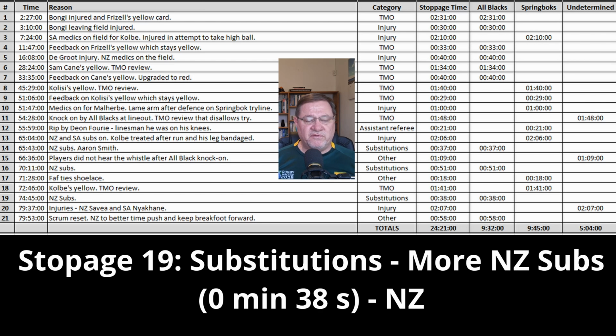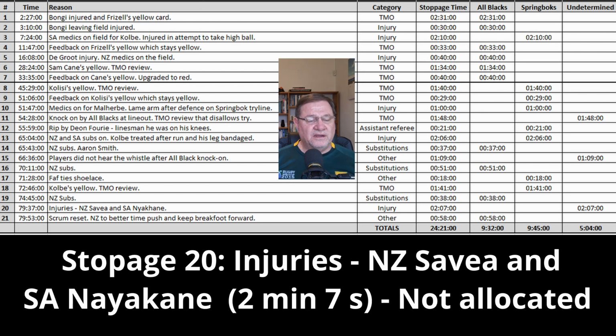In the 74th minute and 45 seconds, there were further New Zealand subs. The total stoppage time was 38 seconds, and I allocated the 38 seconds to the All Blacks because it was subs from their team. In the 79th minute and 37 seconds, there were injuries, both to New Zealand and South Africa players. The New Zealand instance was their standing captain Savea, and the South African instance was Trevor Nyakane. The total stoppage time was 2 minutes and 7 seconds, and I did not allocate that 2 minutes 7 seconds to any of the teams, given that there were injuries on both sides of the field.